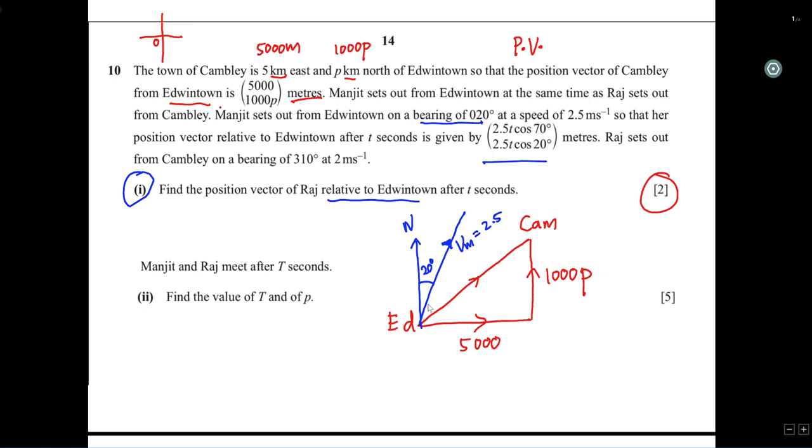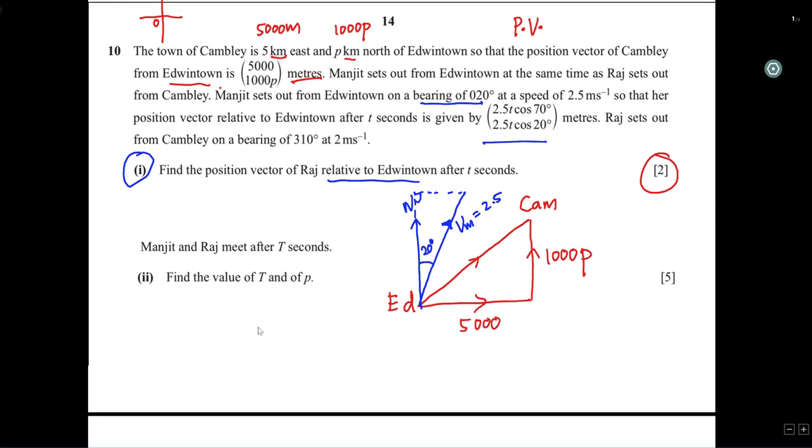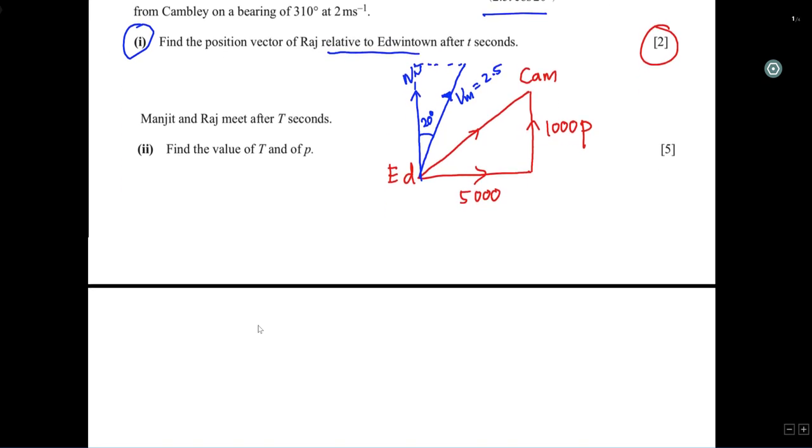Anyway, how they get this position vector is that you have to form a triangle yourself. I hope you can see a triangle in blue color, with a 90 degree angle, something like that. I will draw out this triangle at the bottom here and give you some idea.